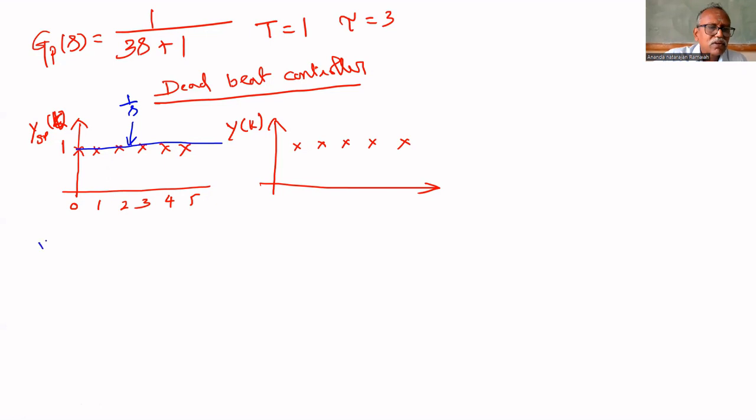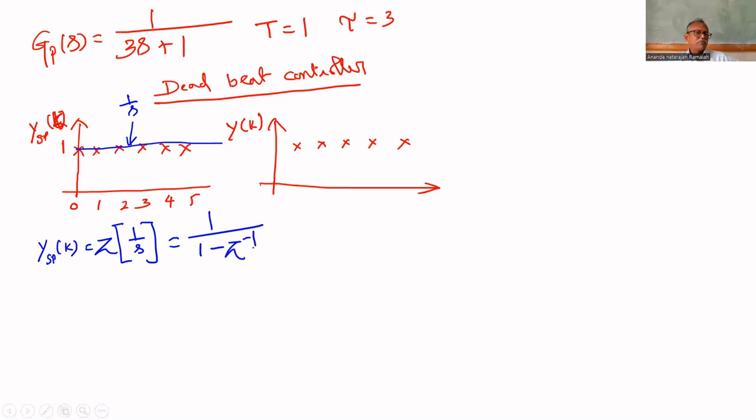In Z domain, y set point of k is the Z transform of 1 by s, that is equal to 1 upon 1 minus Z power minus 1. That is y set point of Z. What is y of k?